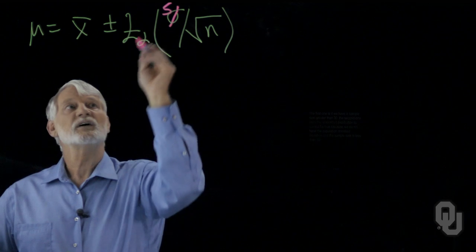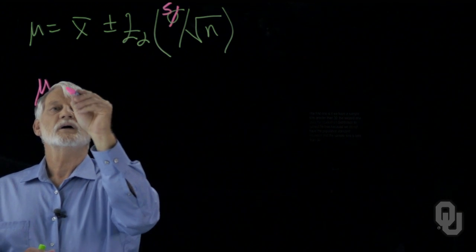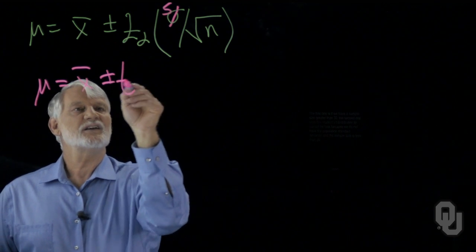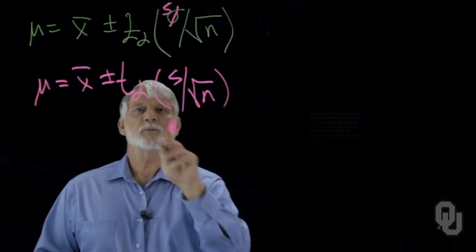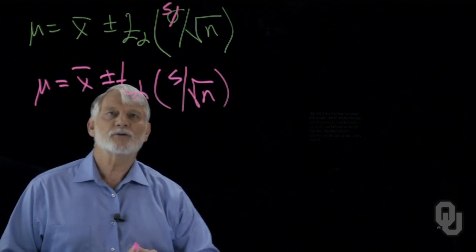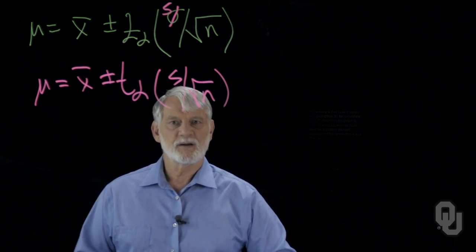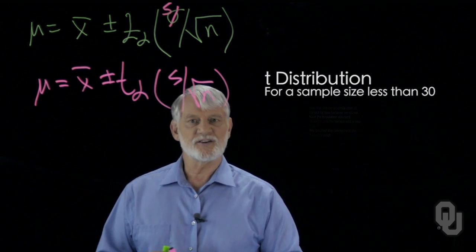The sample standard deviation. The second formula we use is mu equals x bar plus or minus t alpha times s over the square root of n. And we use this formula here if we're having a sample size that is smaller than 30. The second one is using a t-distribution for sample sizes less than 30.